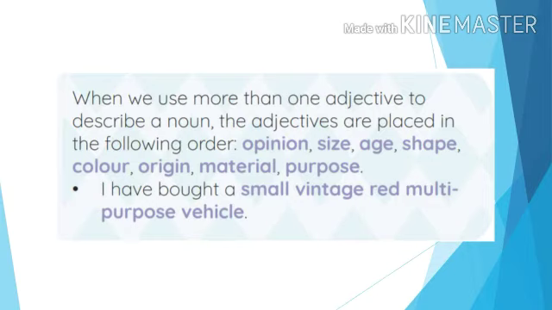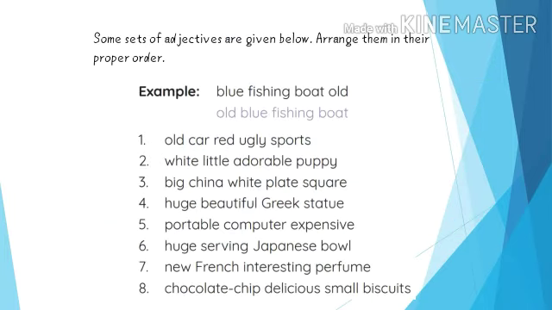Ugly is a kind of opinion, old is age, red is color, then the material, sports car. So that is an ugly old red sports car. That's the proper one. You have to write all these in the proper order. If you are finding it difficult, no problem, I'll make it a bit clearer in the live session.